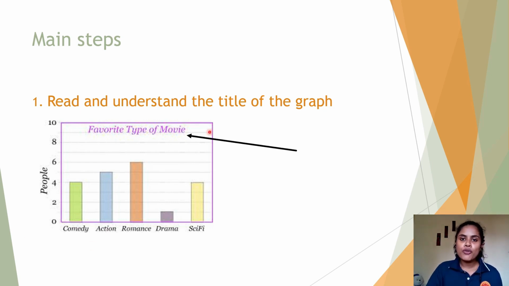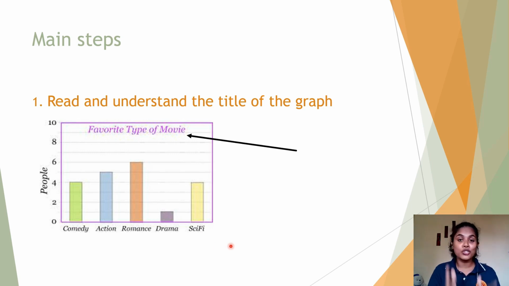In the graph, we have a title which is usually given at the top of the graph, or mostly in the O-level papers we can see that the question itself mentions the title. So sometimes you might not find the title on the graph itself, but it can be in the question. But usually we have to mention it on the graph itself. So the first step is to read and understand the title of the graph. Here in this bar graph, it is really a simple graph, right?